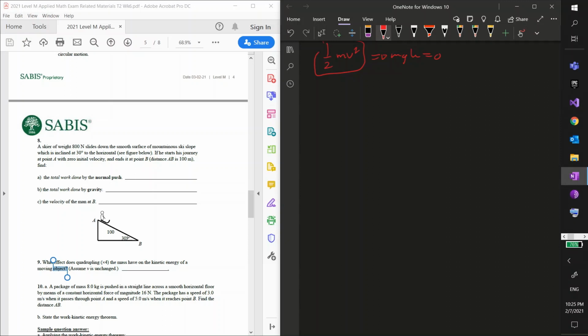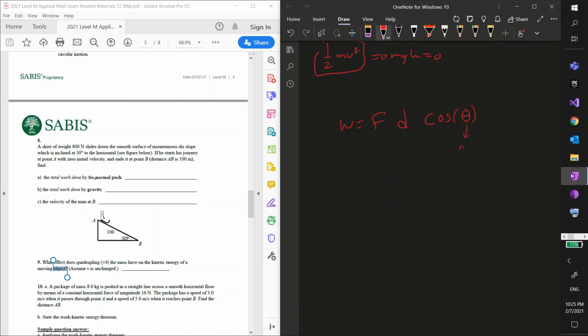A skier of weight 800 slides down a smooth surface at an incline of 30. Find the total work done by the normal push. Now, what is work equal to? In general, work is just force times distance multiplied by cosine theta, right? They said normal push, so they're talking about the normal. Your normal would look like this in our case because you're at an incline. Now, since it's a normal force, the angle is 90 degrees. So theta is 90.